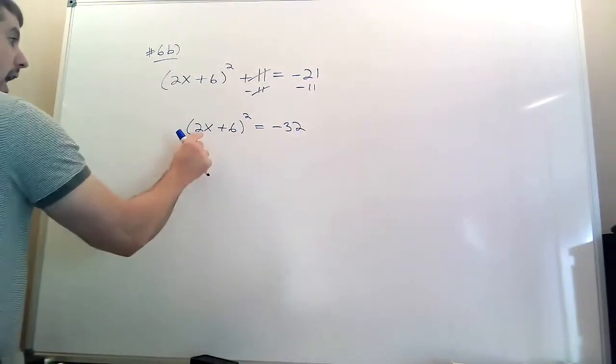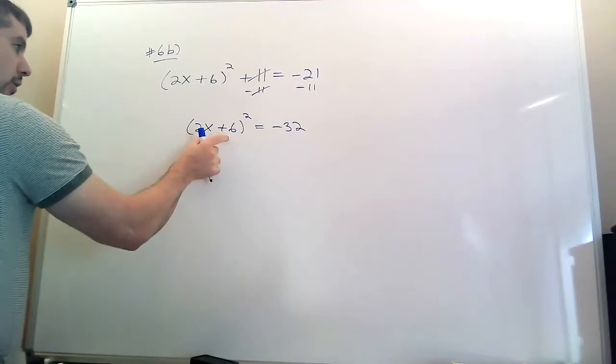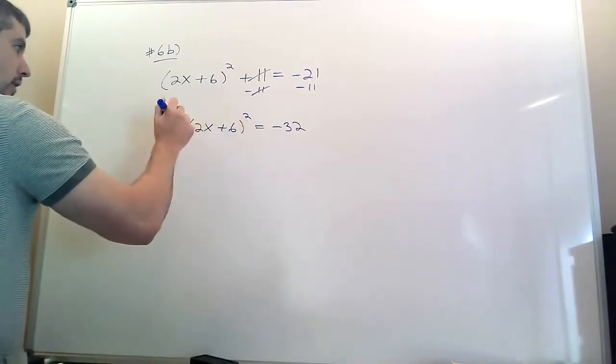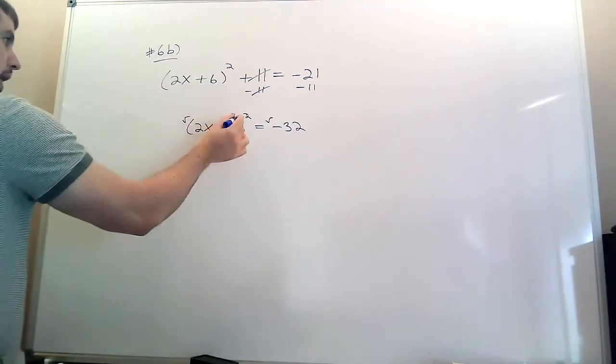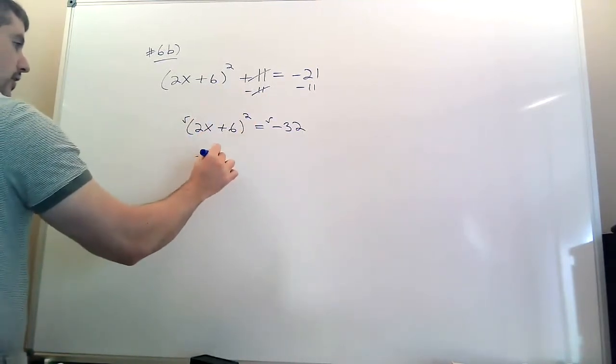Now you're ready. I want this alone, so I have to get rid of the square. The way you do that is to take the square root of both sides. The square root and the square cross each other out, and you just get 2x plus 6.